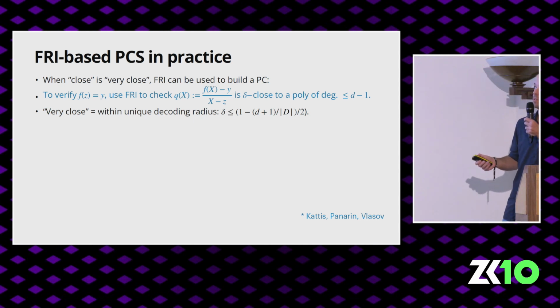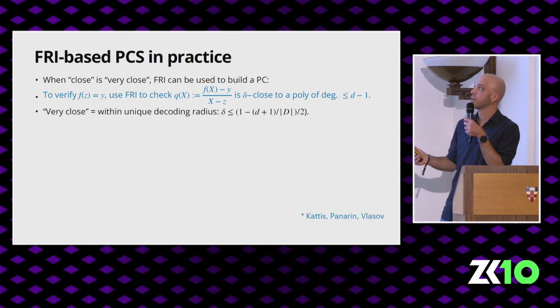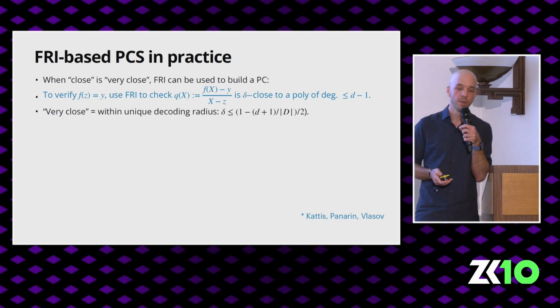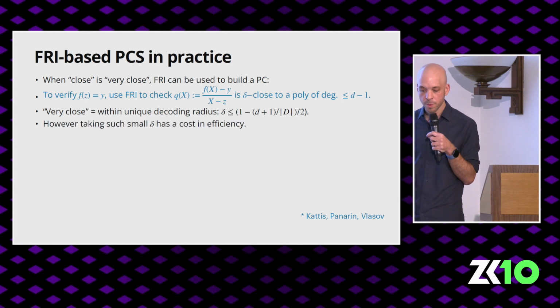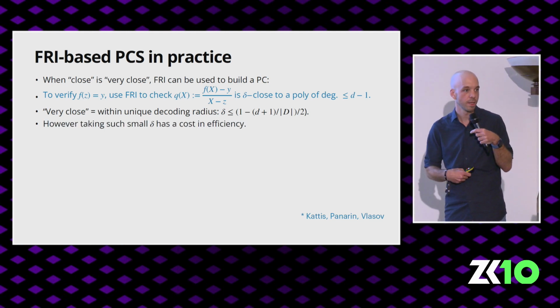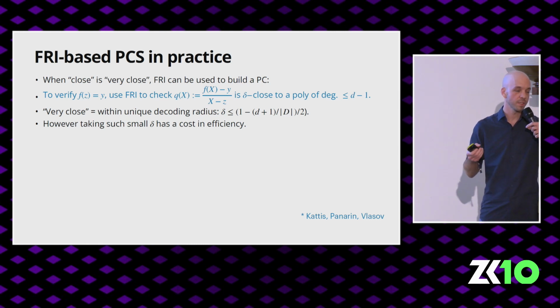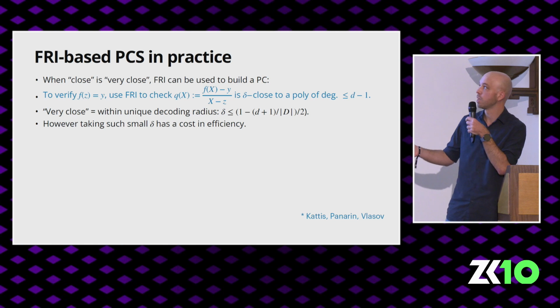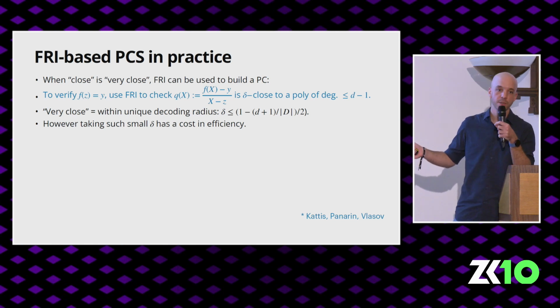Here, very close, just to be clear, means that the proximity parameter is within the so-called unique decoding radius. However, choosing delta in this form leads to an inefficient FRI protocol that is not used in practice. So in practice, you never choose this proximity parameter to be so low.